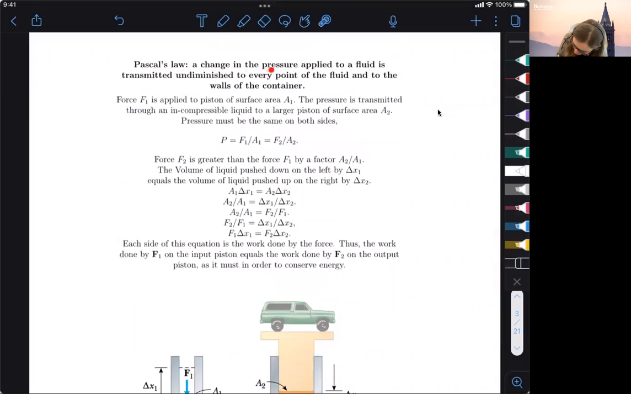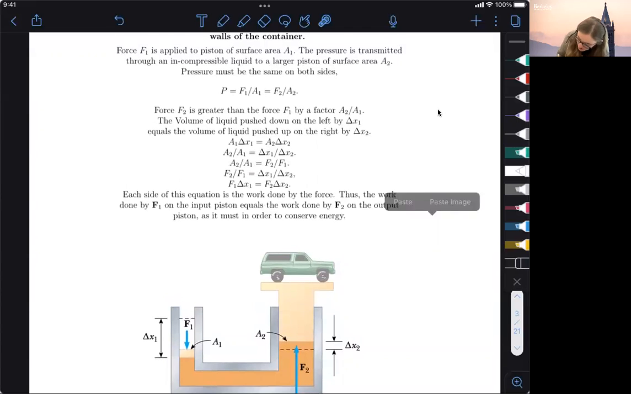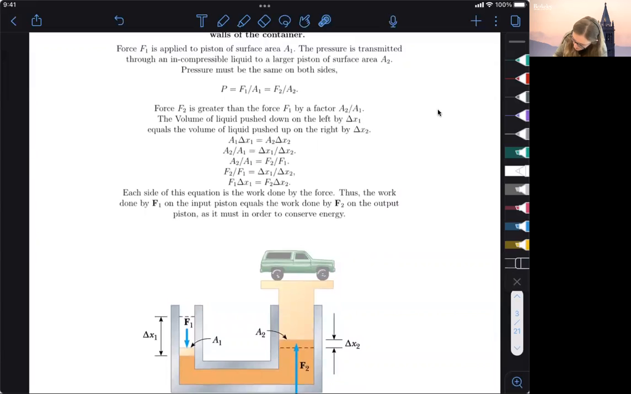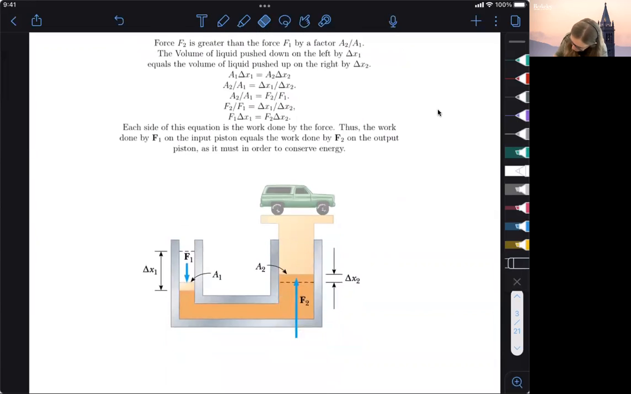If we apply a change in pressure to a fluid and the fluid is incompressible, what we can say is that the pressure must be the same on both sides. So pressure is equal to force divided by area, right? Say, for example, I have this car on a hydraulic system here. If I'm pressing down on one side, this force would be against the weight of the car.